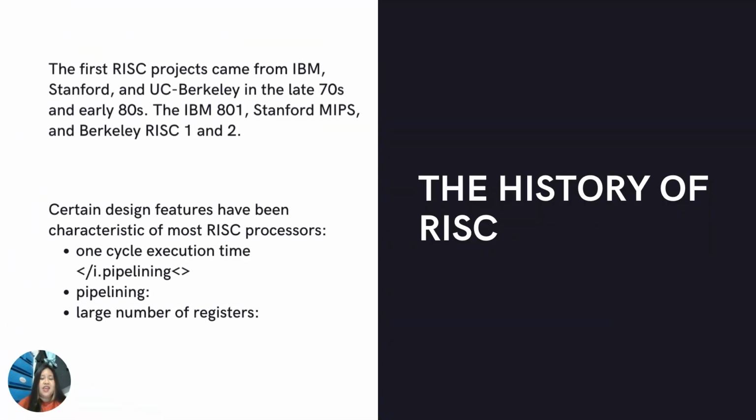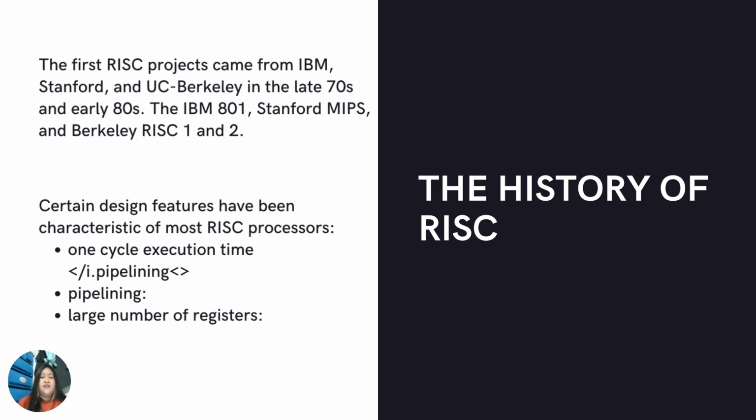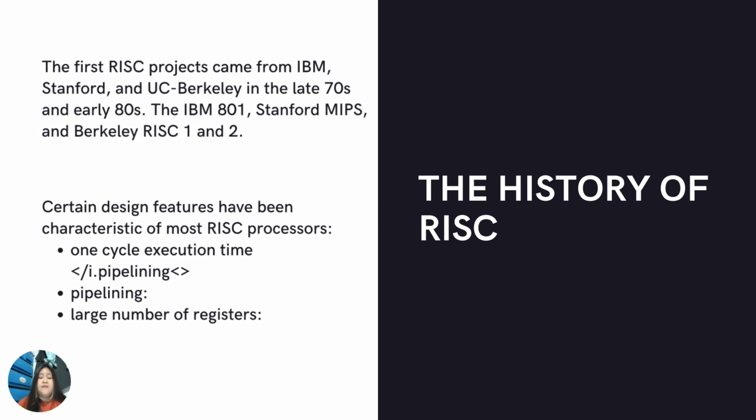Next, the history of RISC. The first RISC projects came from IBM, Stanford, and UC Berkeley in the late 70s and early 80s: the IBM 801, Stanford MIPS, and Berkeley RISC 1 and 2. All of these were designed with a similar philosophy which has become known as RISC. And certain design features have been characteristics of most RISC processors.